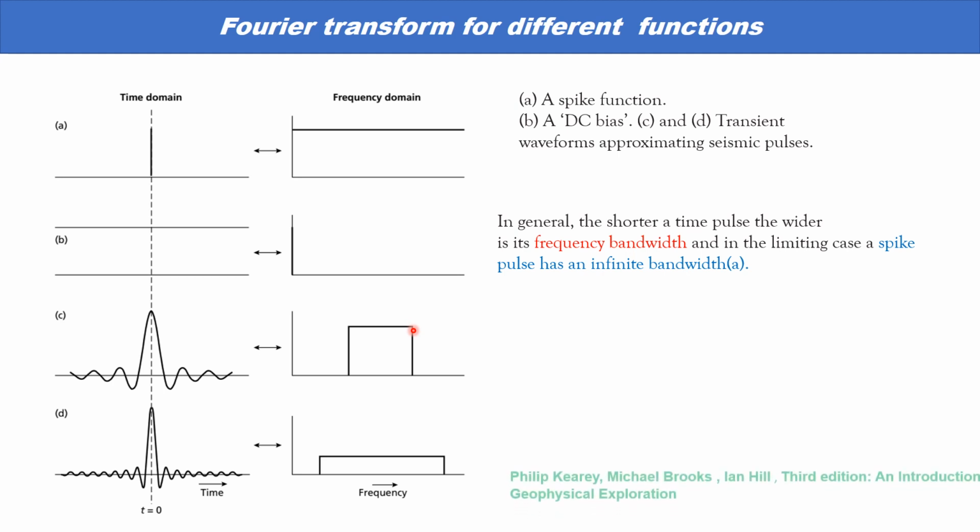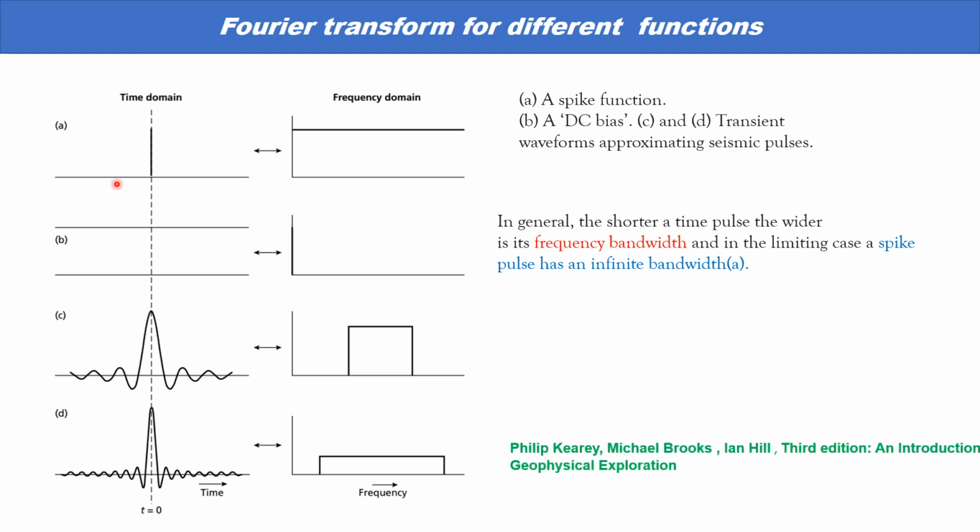It is directly in the time domain, an inverse operation of the frequency domain. So the shorter the time pulse, the greater the frequency bandwidth. The limiting case is the Dirac delta function, where it will have infinite bandwidth of many frequencies. And this type of transient pulse is generally used in seismic cases.